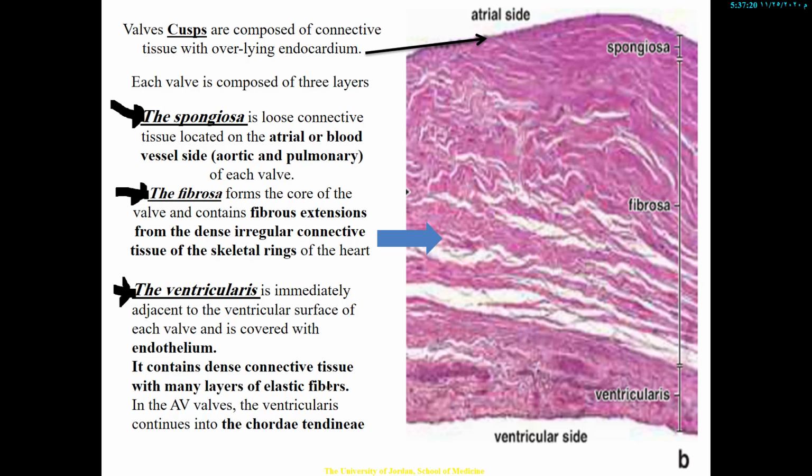So if I reflect on the structure of the cusp, they are very fragile. They are mainly a core of fibrosa covered by a little bit of spongiosa and, of course, the ventricular surface, which is covered by endothelium. So in all cases the cusps are not complicated in their structure. They are not thick, but rather thin.